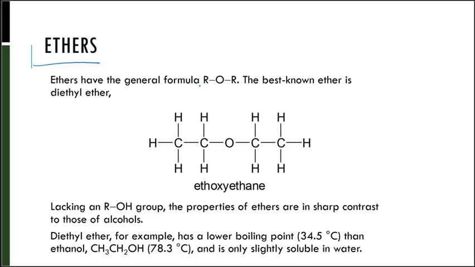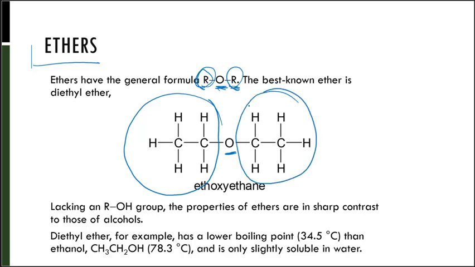Ethers have a general formula of ROR. The best known ether is diethyl ether. And if we look at this, notice my O in the center here, and then I have an R group or a hydrocarbon group. And then on the other side I have an R group or another hydrocarbon group.